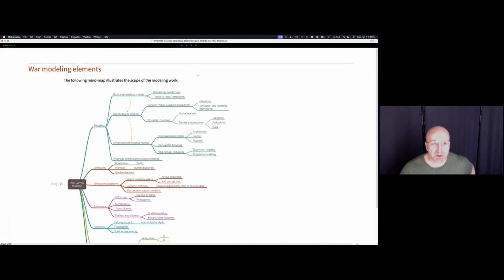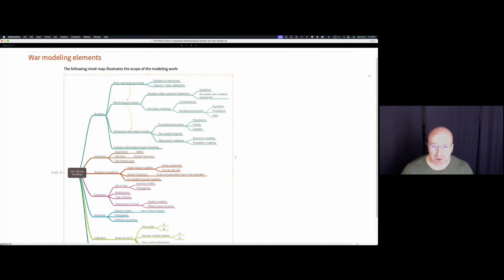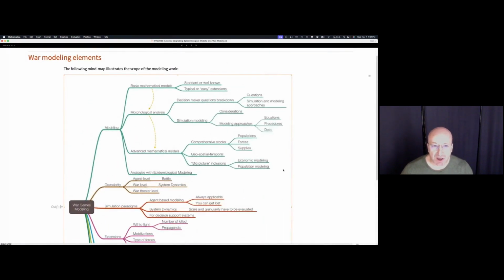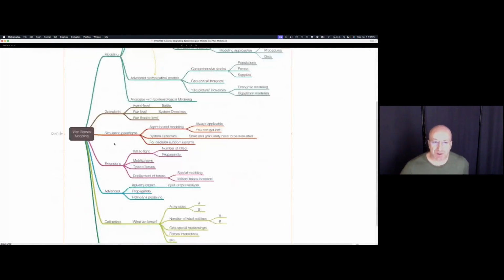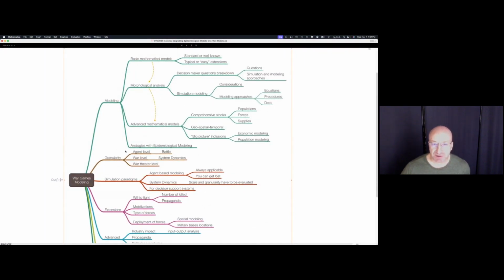All right, so there are a variety of modeling elements. I'm not sure how well this mind map is being shown here. I'm not going to go through all of this, but I have selected certain type of modeling. I'm mostly using system dynamics modeling, and there's a certain granularity level to be selected. And so is it, for example, on a battle level? Is it between two countries? Is it global? Is it between multiple countries?